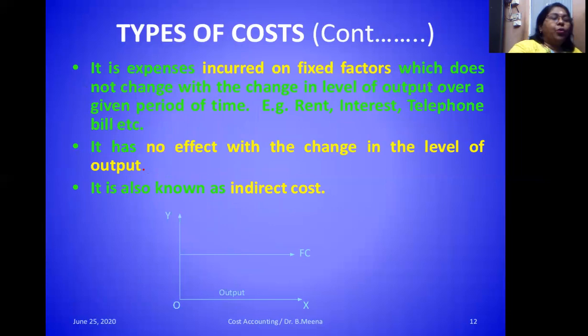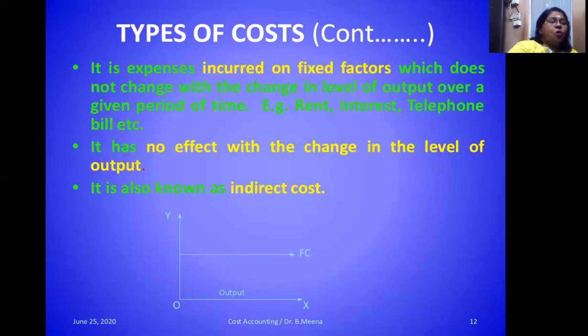Next, I want to explain somewhat more on the fixed cost. It's expenses incurred on fixed factors which do not change with the change in level of output over a given period of time. I gave the examples of fixed cost. It has no effect with the change in the level of output. It is also known as indirect cost. I gave a diagram for how to draw a fixed cost curve. Those who studied business economics will understand this diagram very well.